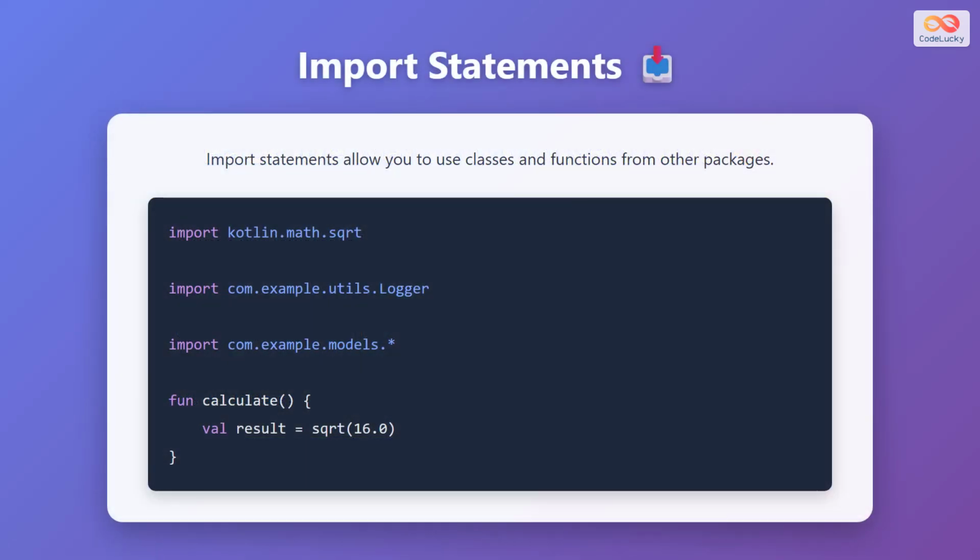Import statements allow you to use classes and functions from other packages in your code. Without imports, you would need to write the full qualified name every time. For example, to use the square root function from the Kotlin math library, you import kotlin.math.sqrt. You can import specific classes like com.example.utils.Logger, or import everything from a package using the asterisk wildcard, like com.example.models.*. Once imported, you can use these functions and classes directly in your code.